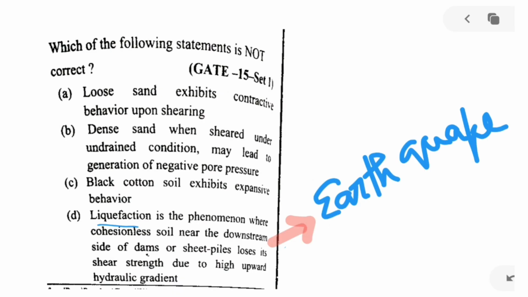Liquefaction usually occurs due to earthquakes or other vibrations, for example from machines working near the site. Those vibrations cause the liquefaction effect in the soil, not the upward hydraulic gradient. Therefore, option D is the right one, because that liquefaction statement is wrong.